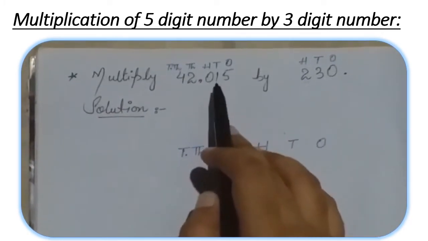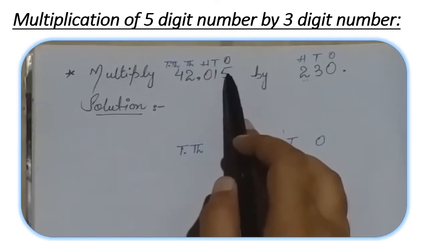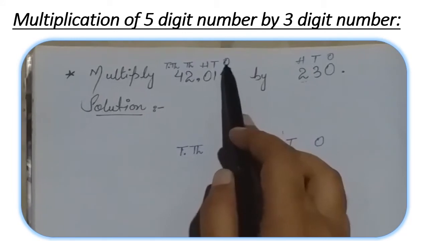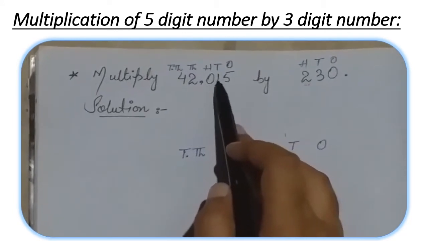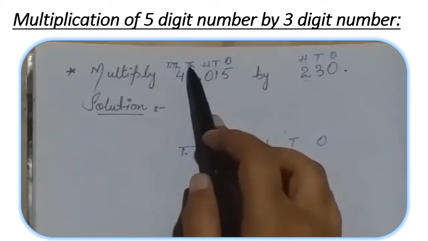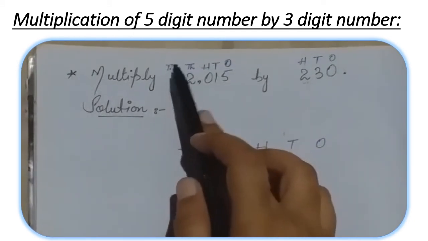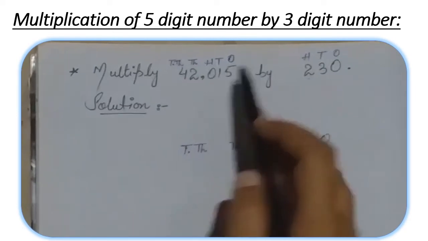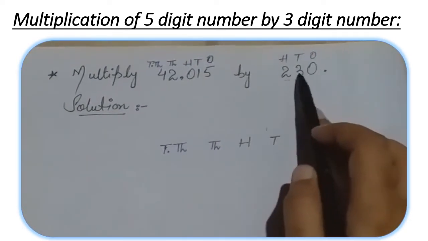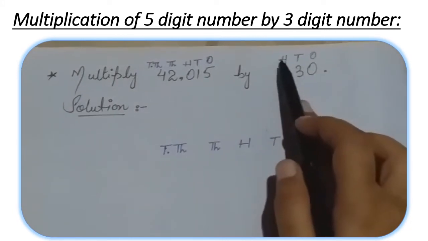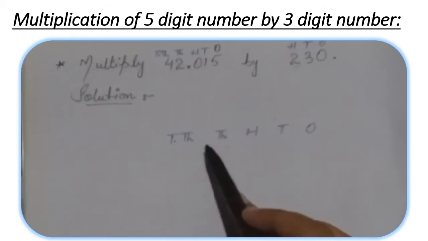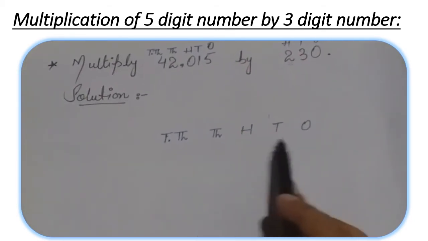So I have already written that on the 5 I write 1, because 5 is in the ones place. Similarly 1 is in the tens place, 0 in the hundreds place, 2 is in the thousands place and 4 is in the 10,000s place. This is our multiplicand. Now this is the multiplier in which 0 is in the ones place, 3 is in the tens place and 2 is in the hundreds place. Similarly in the solution I have already written the place values.